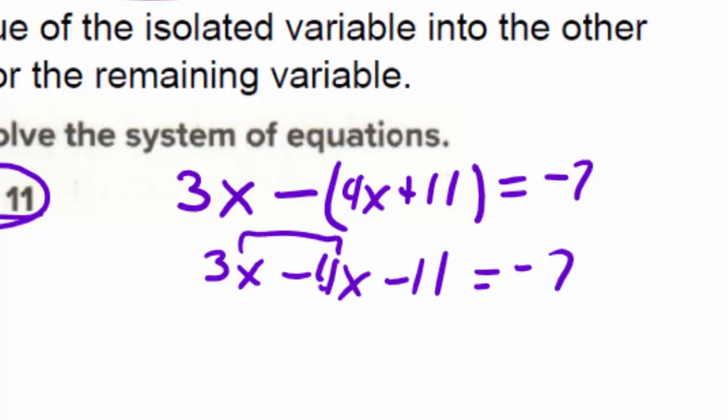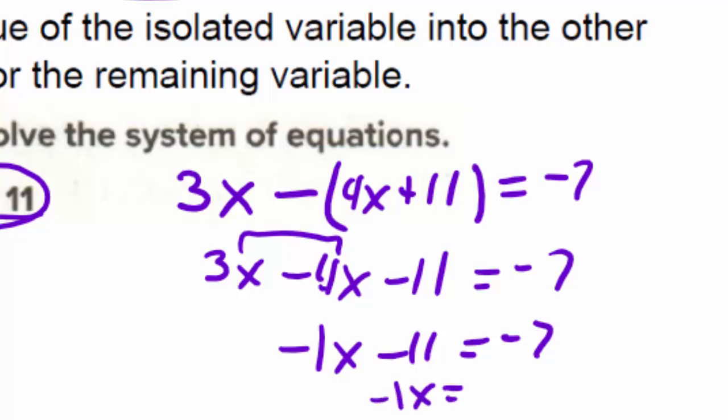Then I'm going to combine my like terms here, so 3x minus 4x is going to give me a negative 1x minus 11 equals negative 7. Then I'm going to add 11 to both sides, so negative 1x equals negative 7 plus 11 is 4, but I still have to get rid of the negative there. So when I multiply both sides by negative 1, I get x equal to negative 4.